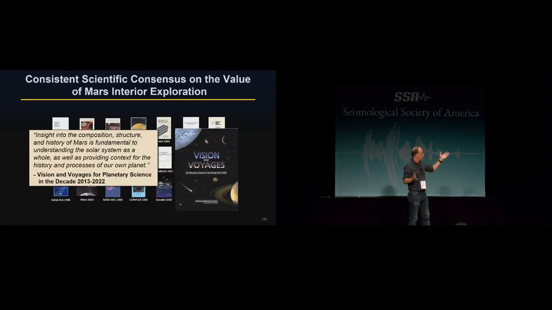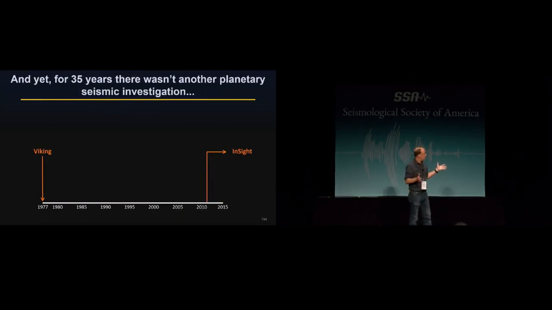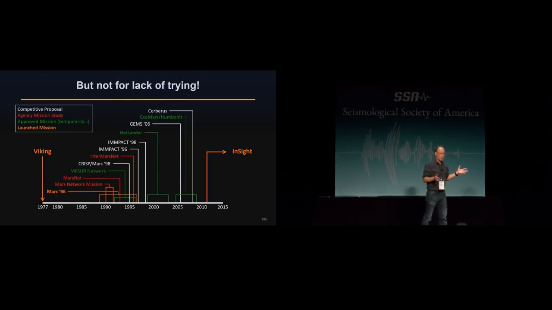But for some reason, there's a 35-year hiatus between the Viking seismometers in 1977, which is kind of the end of this era, and InSight. What's with this big gap? Well, it wasn't actually for lack of trying. There were a lot of attempts in the middle to get seismometers on Mars, and I'm going to go through some of these details in this talk.